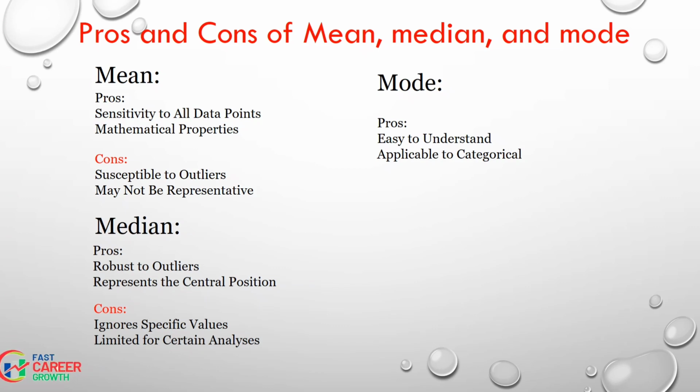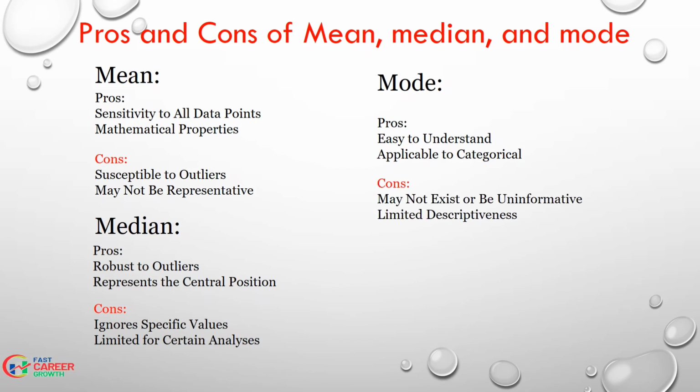Like going to watch a movie where most people are going, or choosing the color of a car as the one most people are buying. What are cons of mode? May not exist or be uninformative. Some datasets have no mode or multiple modes, which can make the mode uninformative.